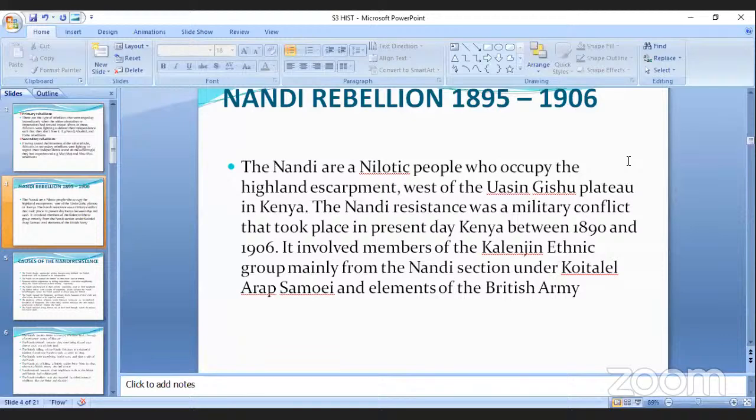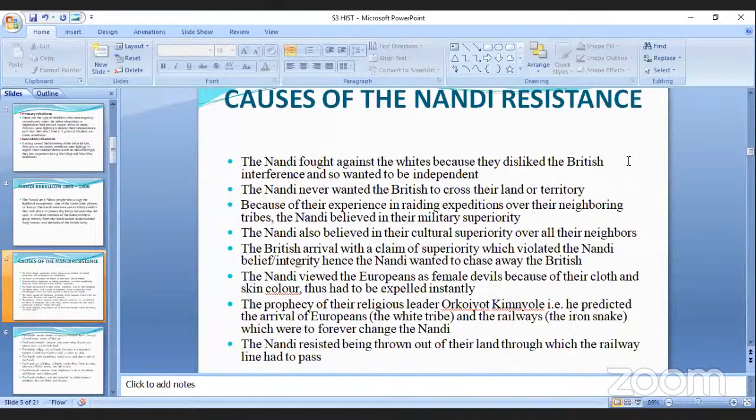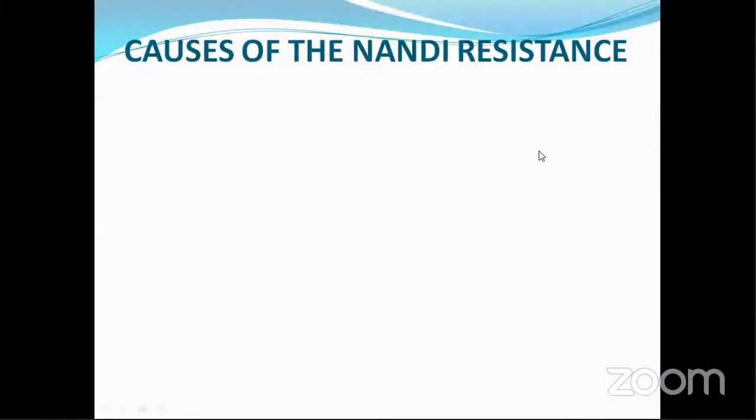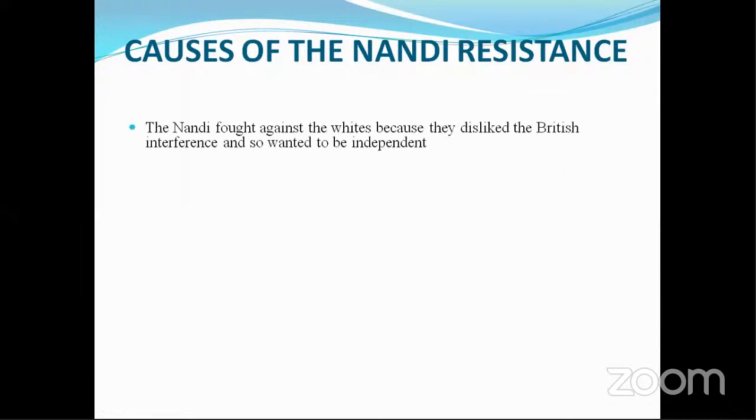Okay, now the NANDI resistance. The question was asking us for the causes, and they are here. Most of us have seen these causes and have answered them. You've given these points very well, and we may not waste a lot of time here. The first cause was that the NANDI fought simply because they disliked the interference of the British. They never wanted the interference of the British in their land. Simply because they never wanted the British, that is why they fought.